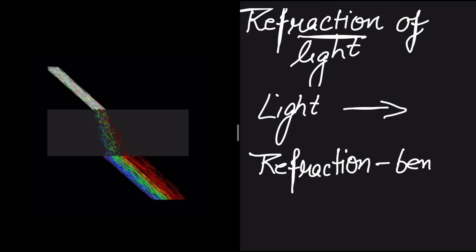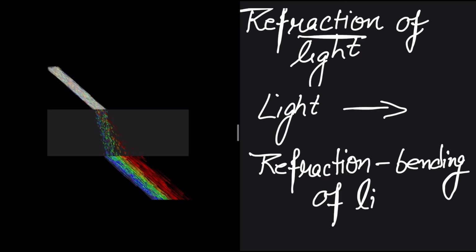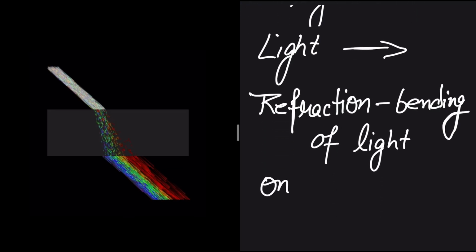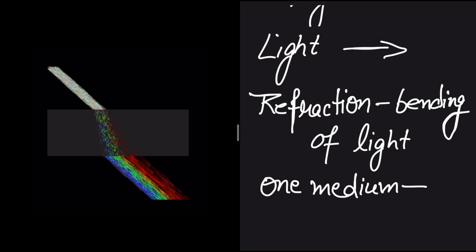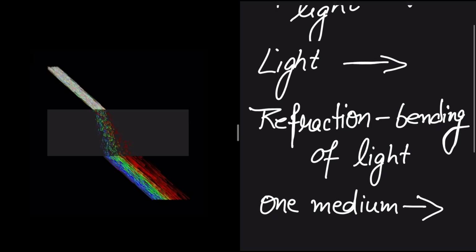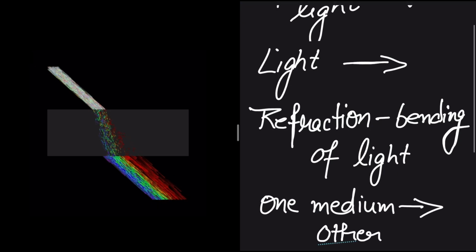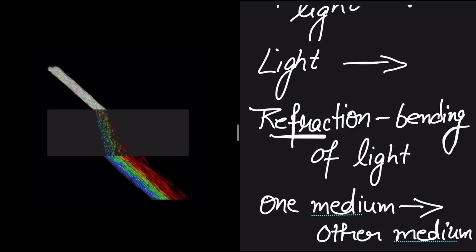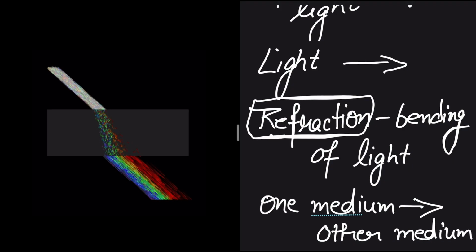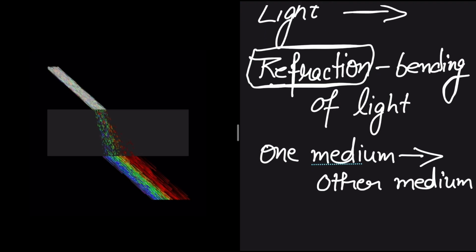What is bending of light? Bending of light takes place when it travels from one medium to another medium. That bending of light is called refraction of light. Clear, students? Bending of light as it passes from one medium to another is called refraction of light.